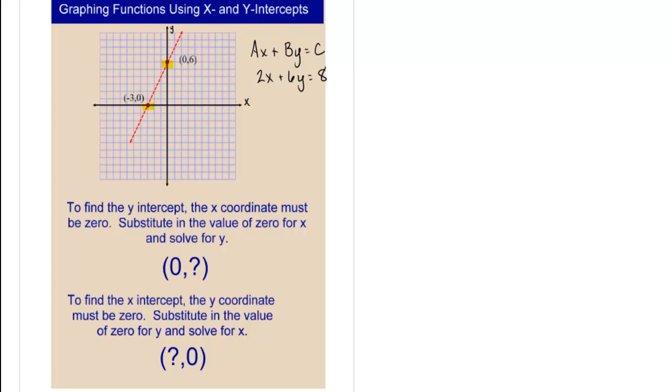So to find the y-intercept, you're going to let x equal 0 and plug that into your equation in standard form and then solve for y. And that will give you your ordered pair (0, y) with whatever y is. To find the x-intercept, you're going to let your y value be 0 and plug that into your equation and figure out what x is, and that will give you an ordered pair (x, 0). And then these 2 points you can plot and then connect the points to have your graph.